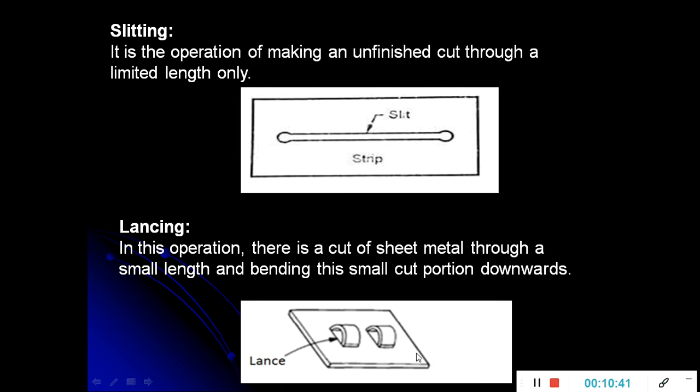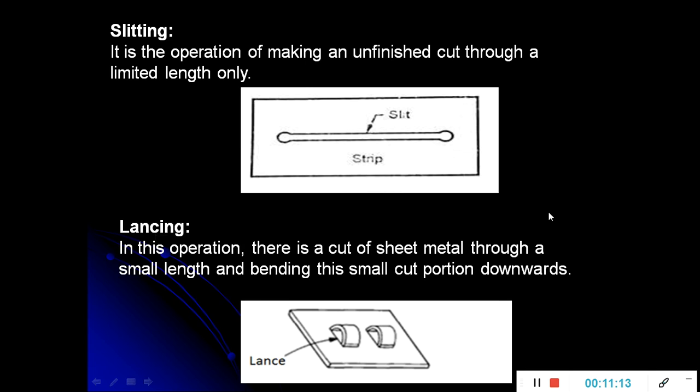Coming to the lancing operation, here the sheet metal is cut for a small length, and that small length is bent. So both cutting and bending are done in the lancing operation. See here, this is the sheet metal. First, a small length is cut, then that cut part is bent, and that part is known as a lance, and this operation is known as a lancing operation.